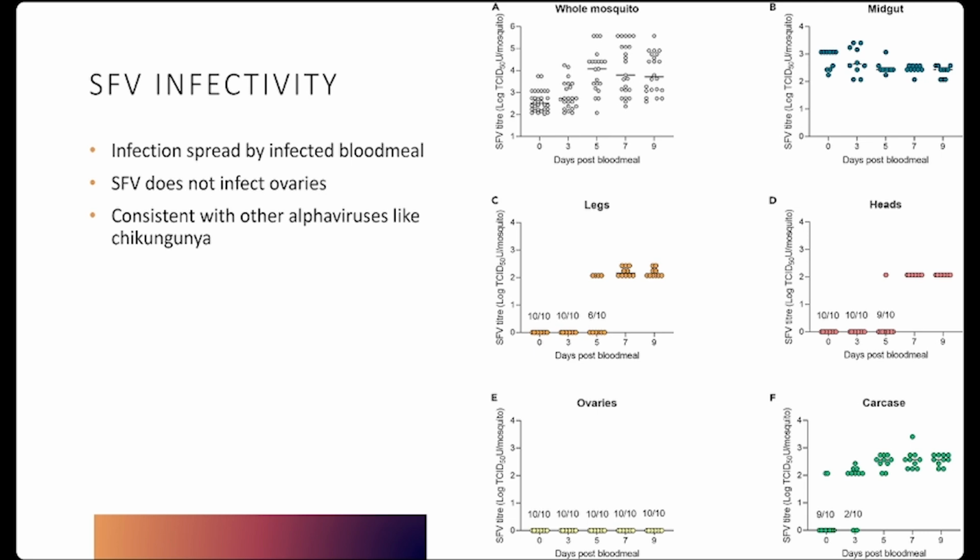It's slowly spreading throughout its body, and as it spreads throughout its body, it's not getting into the ovaries for the next generation, but it is available within its heads, within its legs. So if it bites another human after being infected with an alpha virus, it can then spread that alpha virus to another human. And that's the concerning part.